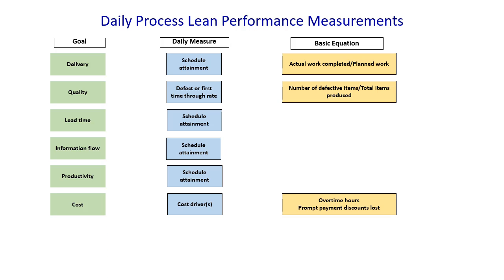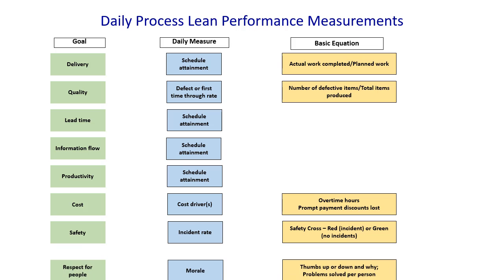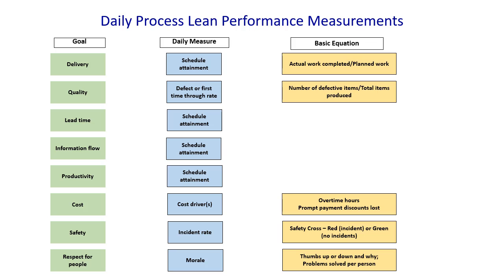In terms of cost, you have to understand what it is on a daily basis that could be driving cost, like overtime hours. Maybe there are some specific cost measures like prompt payment discounts lost. Then there's safety and morale. Now, these are sort of basic measures. When we get into each of the different accounting processes, we will get very, very specific about how you measure in accounts payable, how you measure in accounts receivable.